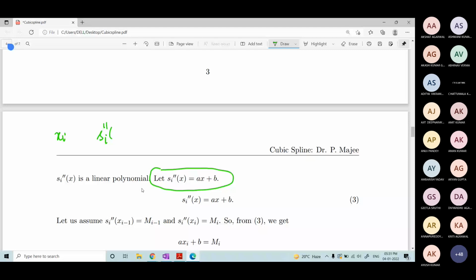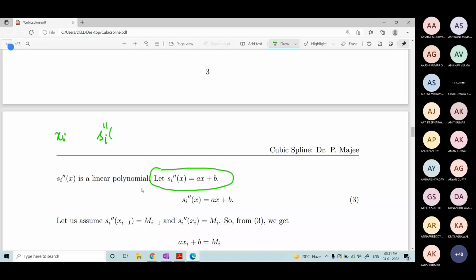How can you get them? Use the interpolation property. This curve will be passing through the data points. So what will be S(x_{i-1})? That will be y_{i-1}. You will look at the curve. S(x_{i-1}) will be this height y_{i-1}. And what will be S(x_i)? It will be this height, y_i. So you are getting two equations. Use those two equations to solve C1 and C2. So if you use those two equations, you will get these values of C1 and C2.